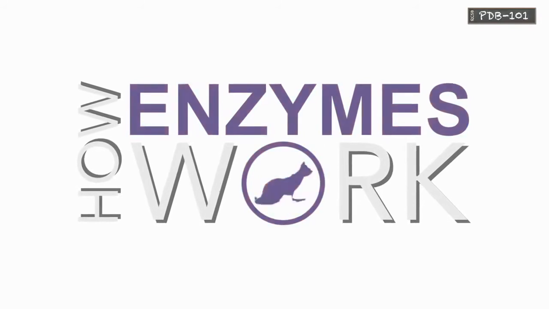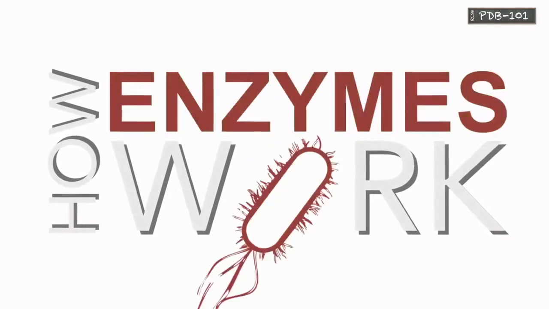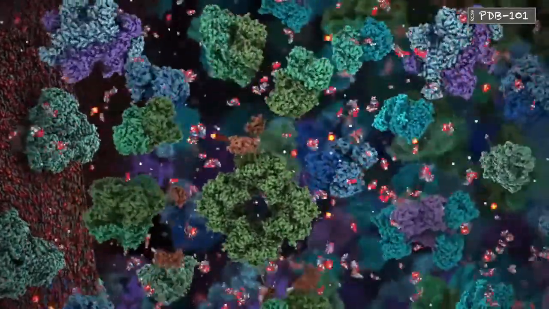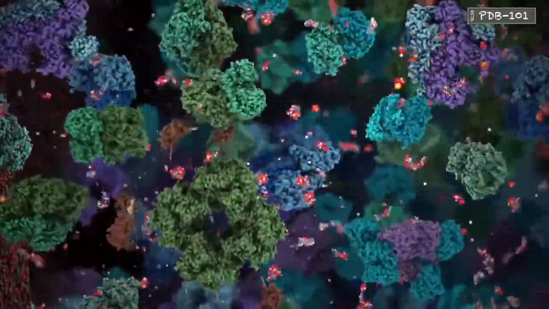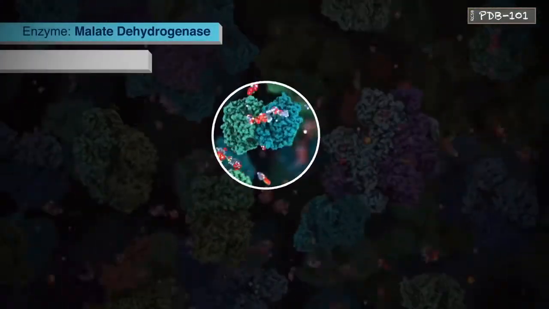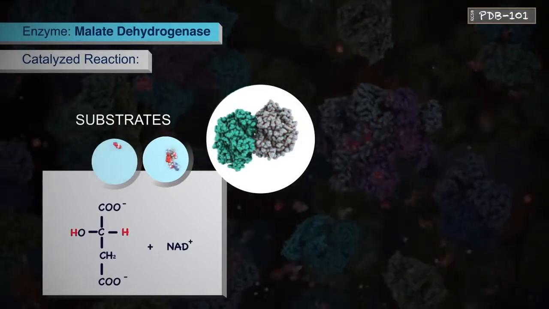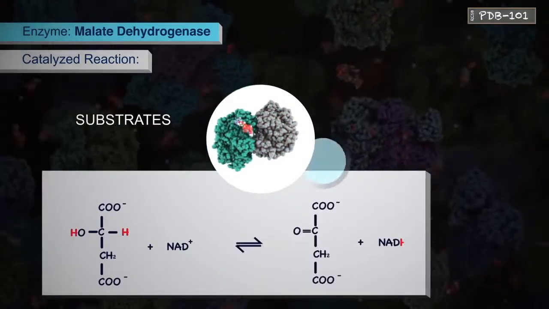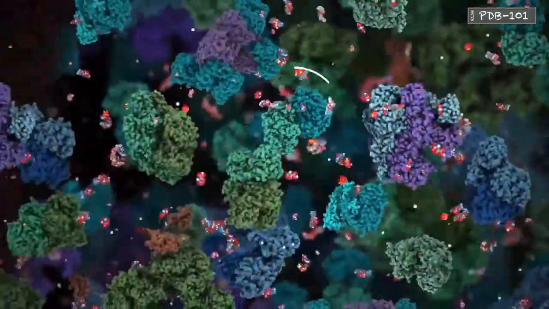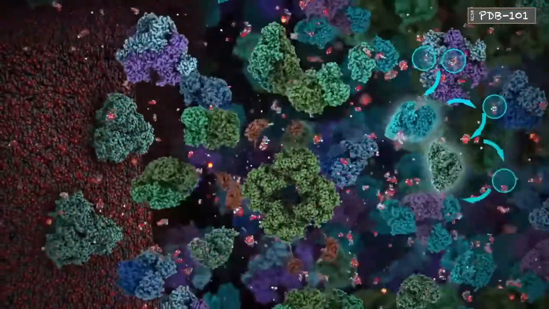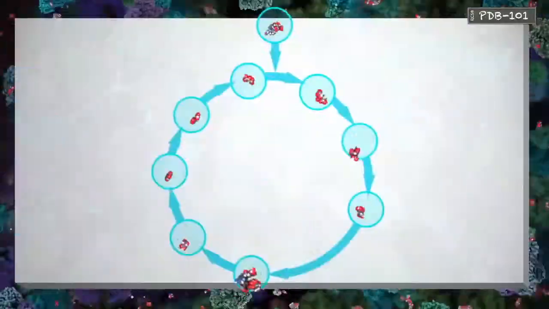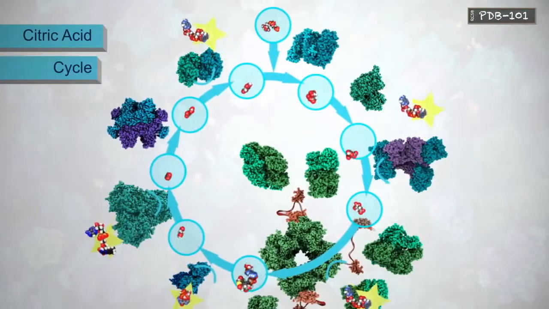Every single second, inside every living cell, thousands of chemical reactions are taking place. These reactions are performed by enzymes. An enzyme is a protein that catalyzes a chemical reaction. It initiates the reaction, speeds up the reaction's progress, and makes sure the outcome is always the same. These enzymes often work together to form longer pathways, such as the citric acid cycle, which is a series of chemical reactions used by cells to generate energy from carbohydrates.